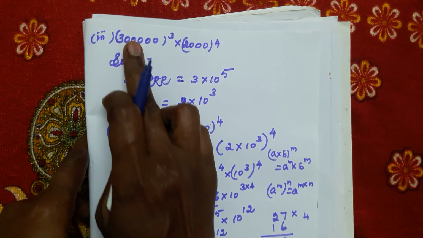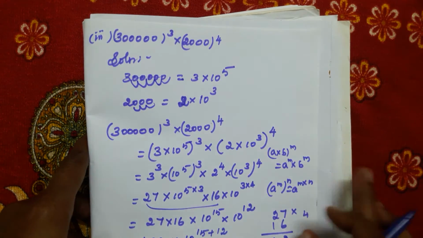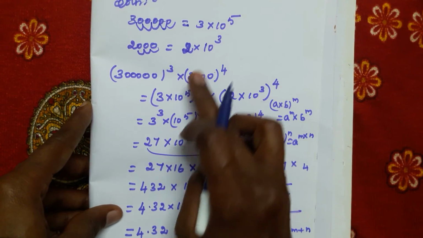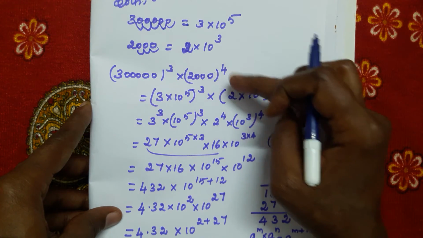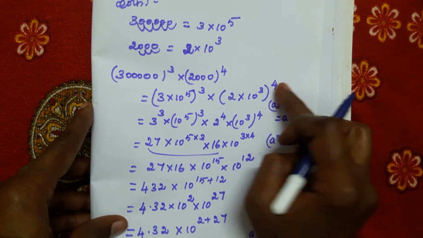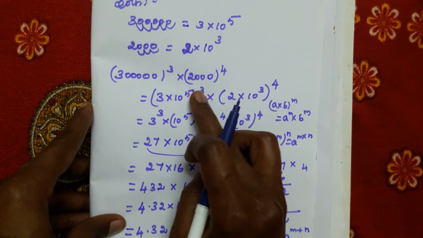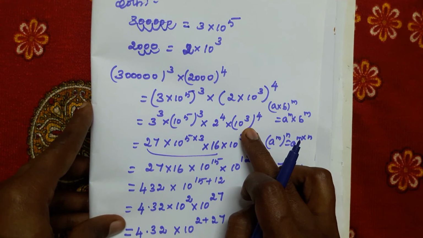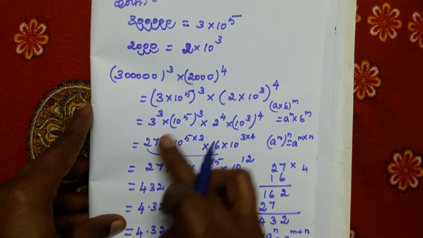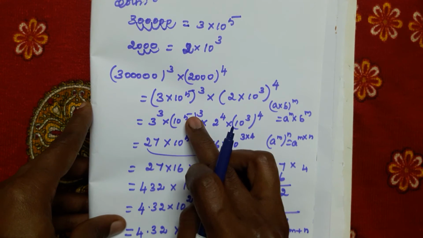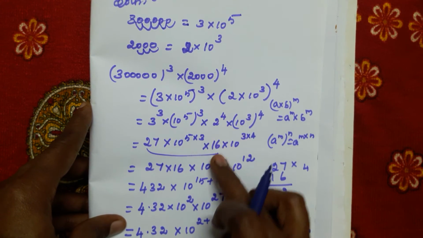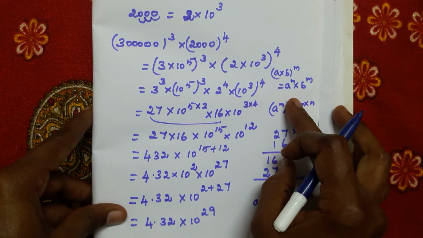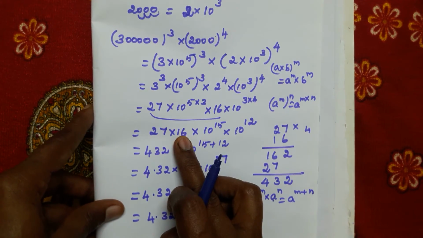First, we have to write these two numbers in scientific notation. Next, 3 lakh power 3 into 2000 power 4 is equal to 3 into 5 the whole power 3 into 2 into 10 power 3 the whole power 4. This we can write as 3 cube into 10 power 5 the whole cube into 2 power 4 into 10 power 3 the whole power 4. 3 cube means 27. 10 power 5 the whole power 3 means 10 power 5 into 3. 2 power 4 means 16. This we can write as 10 power 3 into 4. So 27 into 16 together we can write.